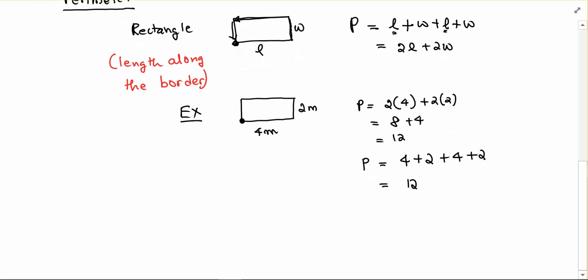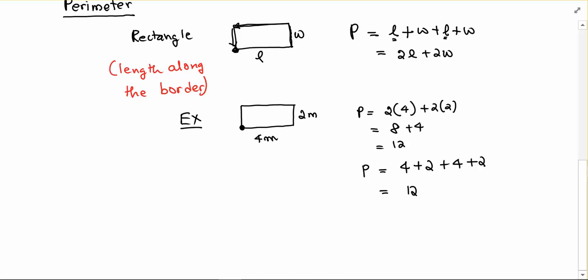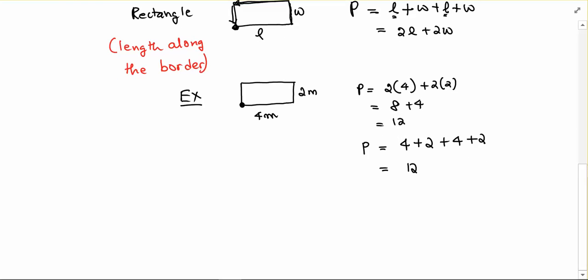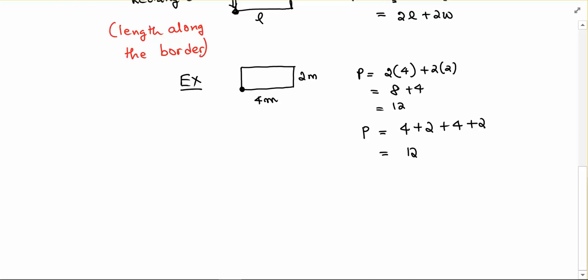It doesn't matter how you figure this out, but perimeter is important. It's important because later on we'll be doing problems using perimeter, and often students forget the 2 that's in front there. So keep in mind it's the length along the border.